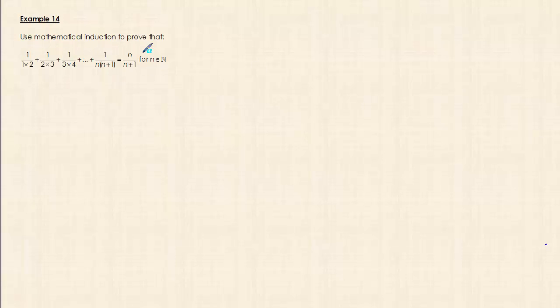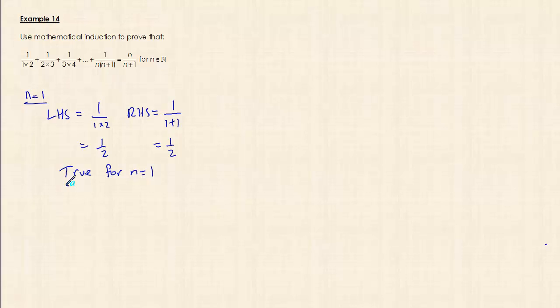Use mathematical induction to prove the following. So we're required to prove this. Now we need to prove that it's true for n equals 1. If we look at the left-hand side, that's just 1 over 1 times 2, which is a half. If we look at the right-hand side, that would be 1 over 1 plus 1, which is equal to a half. So we can say that it's true for n equals 1.